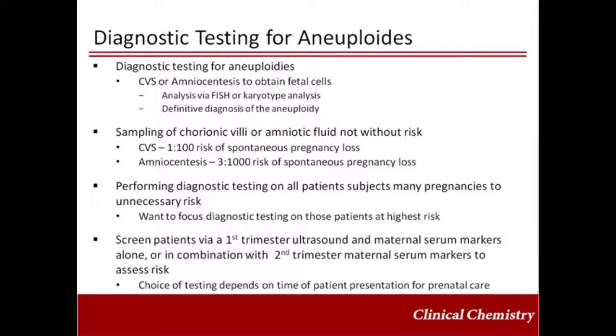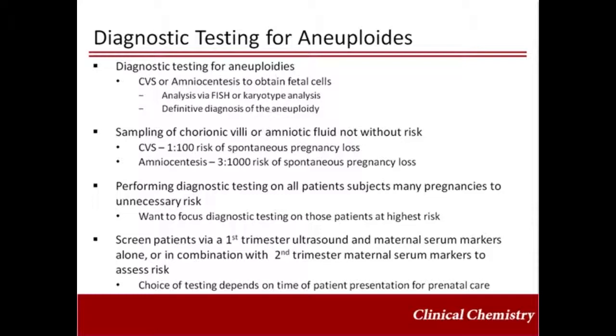While either a karyotype or FISH analysis will establish a definitive diagnosis, obtaining sufficient fetal material for analysis is not without risk. Chorionic villus sampling and amniocentesis have a small but quantifiable risk of inducing pregnancy loss. For CVS, the risk is on the order of 1 loss per 100 procedures, while amniocentesis carries a lower risk of approximately 3 pregnancy losses per 1,000 procedures.